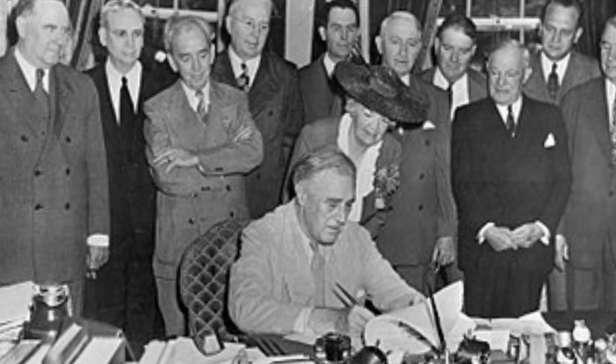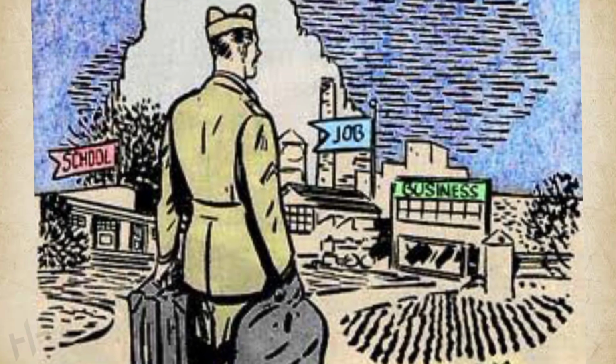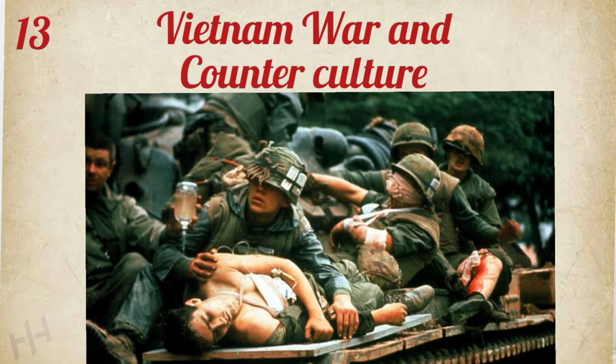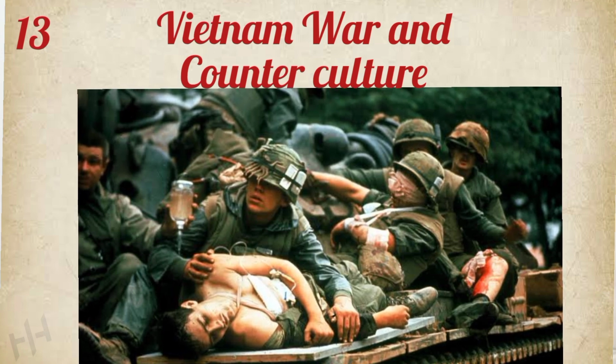At home, the post-war era witnessed significant social changes. The GI Bill of Rights provided educational and housing benefits to returning veterans, fueling a surge in higher education and the growth of the middle class. The civil rights movement gained momentum as African Americans and other marginalized communities fought for equal rights and an end to racial segregation. The Vietnam War and Counterculture.